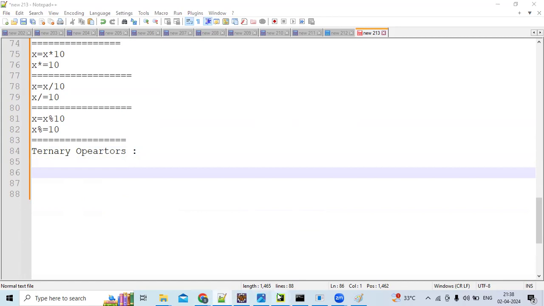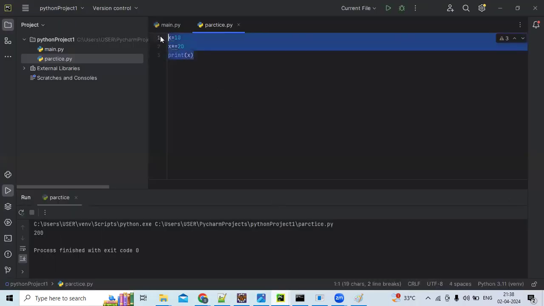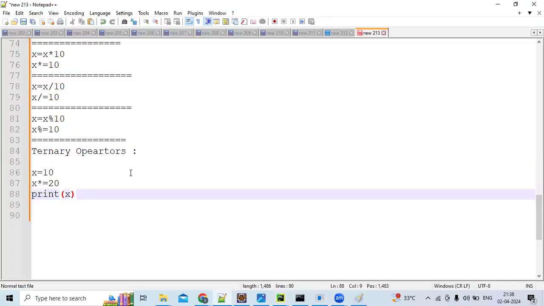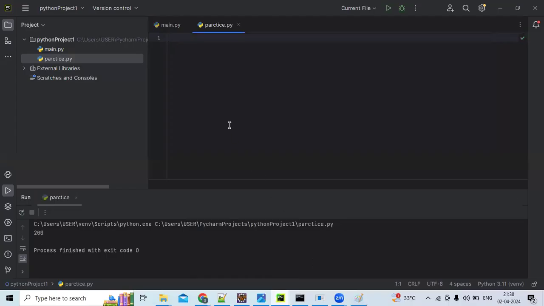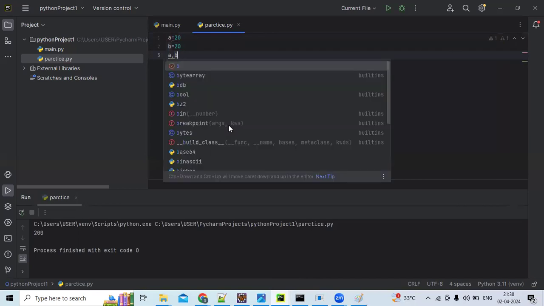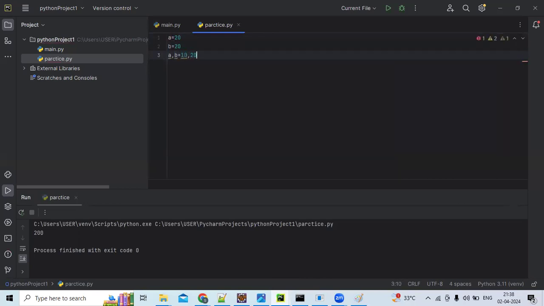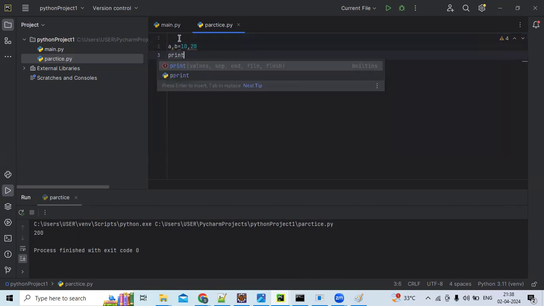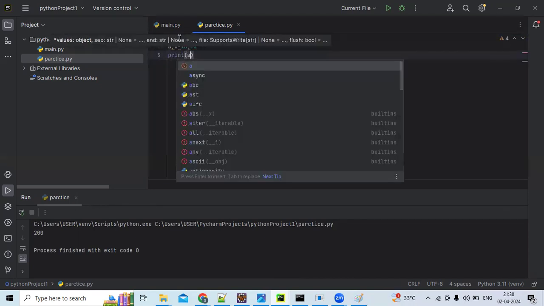Guys, if you want to assign, suppose instead of writing a equal to 20 and b equal to something on separate lines, you can write directly in a single line. So you can assign both A and B in a single line, okay, guys? This is only applicable for Python. Don't apply it in Java or elsewhere.